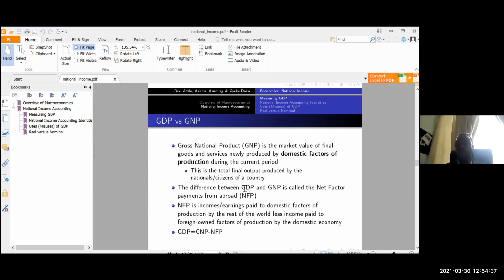So the difference between the GDP and the GNP is called the net factor payment from abroad. Okay, you hope that it's positive. That means that the GDP, the output that you are getting, is coming from Ghanaians. So that the net factor payment from abroad is not so much in that regard.